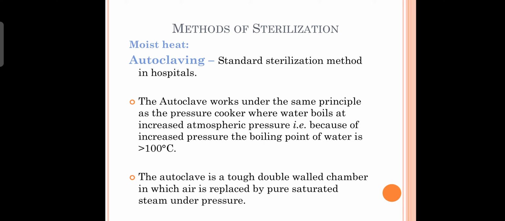Next method is autoclaving, the standard sterilization method in hospitals. This method is mainly used in the hospital. The autoclave works under the same principle as the pressure cooker. I think you people have a pressure cooker in your home. Water boils at increased atmospheric pressure, and because of increased pressure, the boiling point of water is more than 100 degrees centigrade. The autoclave is a tough double walled chamber in which air is replaced by pure saturated steam under pressure.